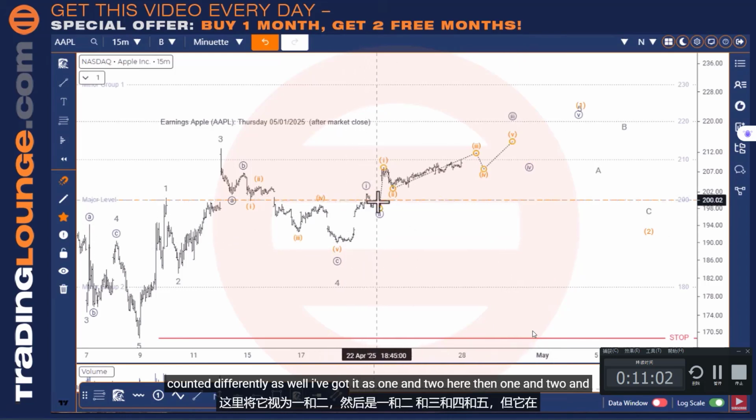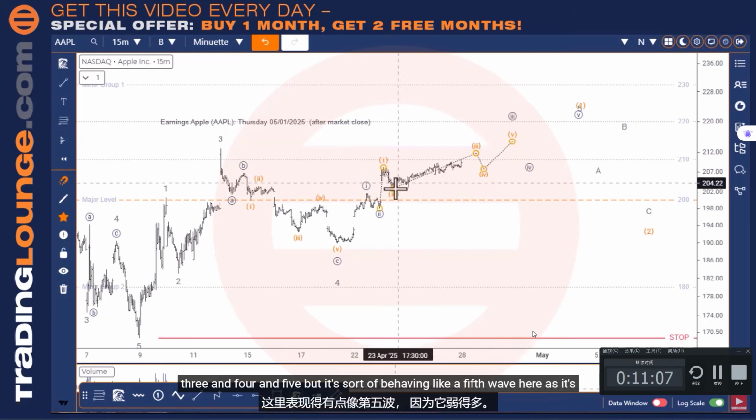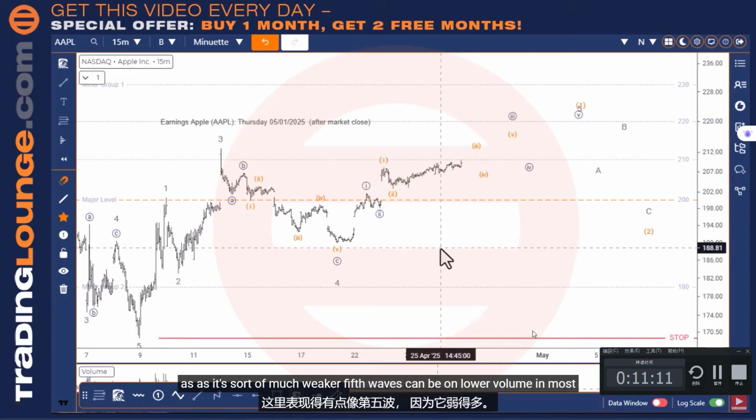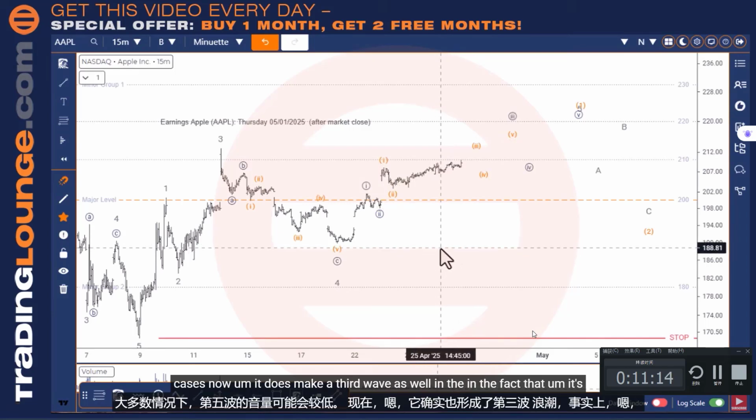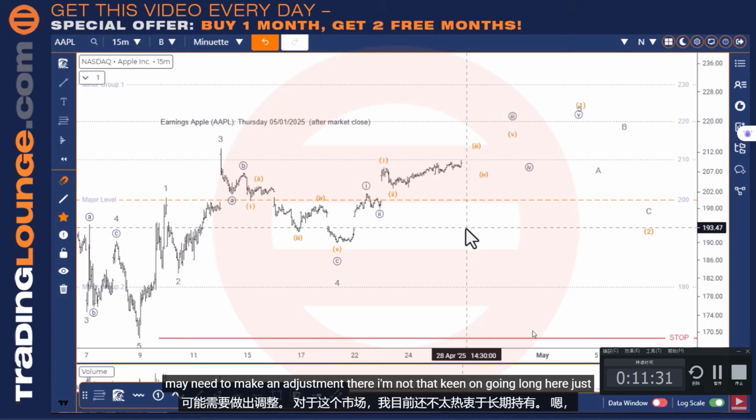I've got it as 1 and 2 here, then 1, 2, 3, 4 and 5, but it's behaving like a fifth wave here, as it's much weaker. Fifth waves can be on lower volume in most cases. Now it does make a third wave as well, in that it just keeps creeping along and building and building. So we'll keep a little bit of an eye on that, but we may need to make an adjustment there. I'm not that keen on going long here just yet for this market.